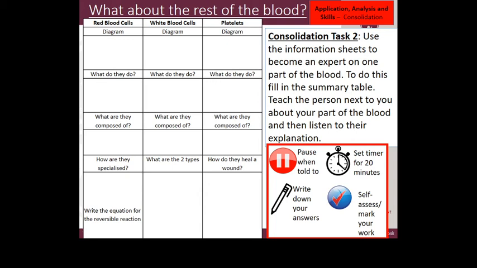So what you're going to do is, when I tell you, you're going to pause the video. Set your timer for, say, 20 minutes. If you think you can do it before 20 minutes, brill. But try and do it within 20 minutes. Write down your answers in the table on the Word document. Then you are going to self-assess or mark your own work. This should be quick because you have the information sheets there for you. Okay, so off we go. So pause now.